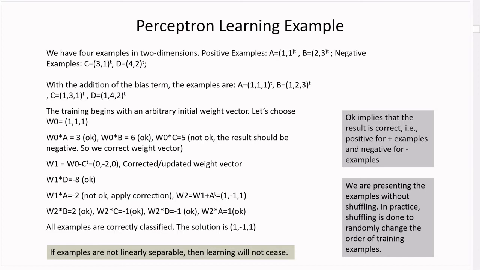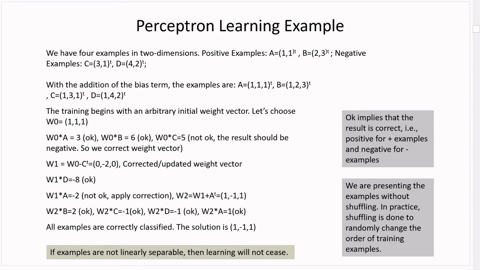Let's take a very simple example showing how perceptron learning works. So suppose we have 4 examples in 2 dimensions. The positive examples are A and B, and negative examples are C and D. And their corresponding feature values are shown here. The first thing we need to do is to add the bias term. So if we add the bias term, all the examples become, A becomes 1, 1, 1, B is 1, 2, 3, C is 1, 3, 1, and D is 1, 4, 2. Let's say that our initial weight vector choice is 1, 1, 1.